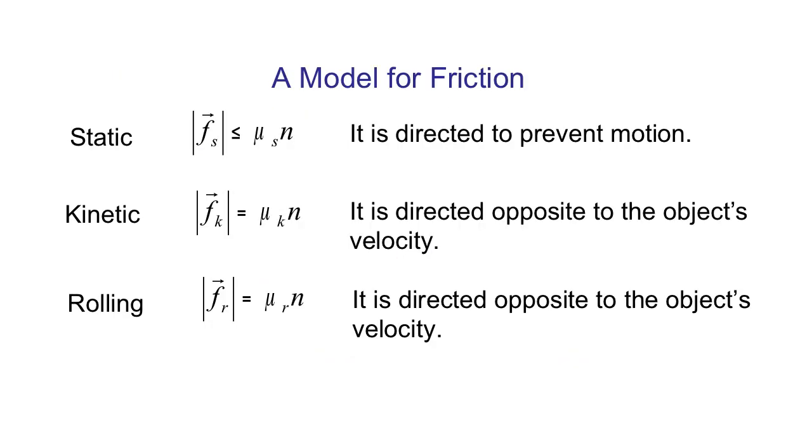Okay, so finally, after all of this discussion, here's the stuff that will really be useful to you for homework problems. We have a model for friction, and there's another type of friction which we'll handle next time, which is air friction or drag. Okay? But the three that we've talked about so far, this is how we're going to look at them mathematically. So static friction is always directed to prevent motion.